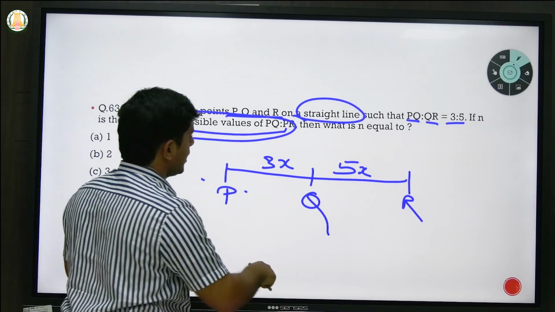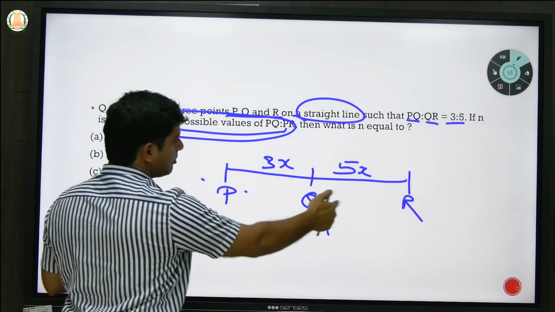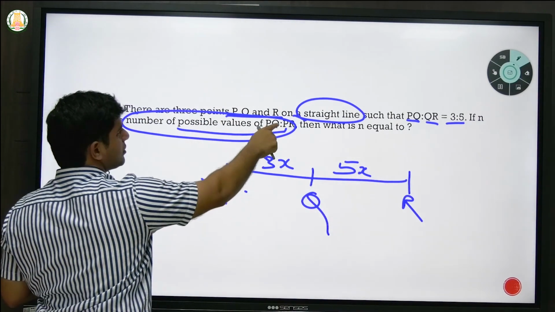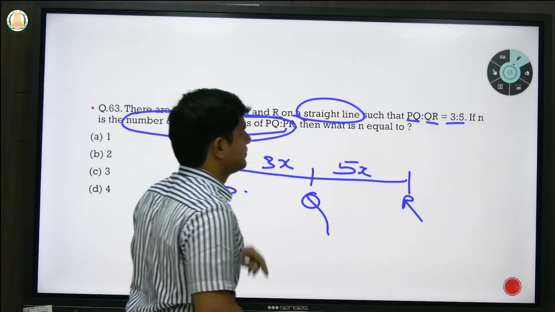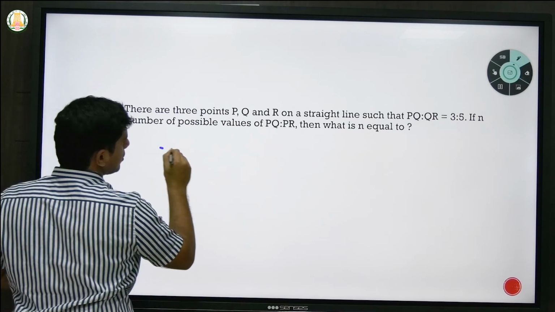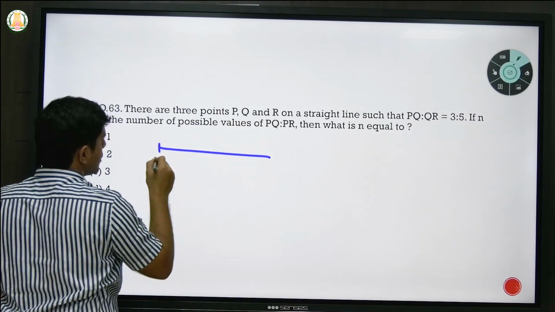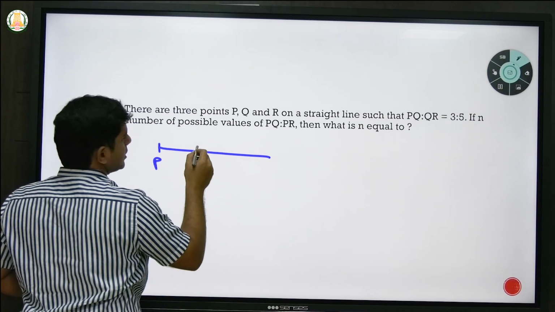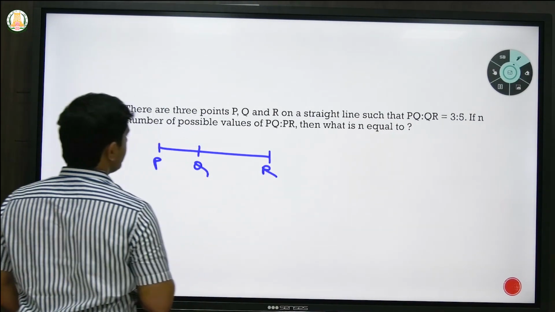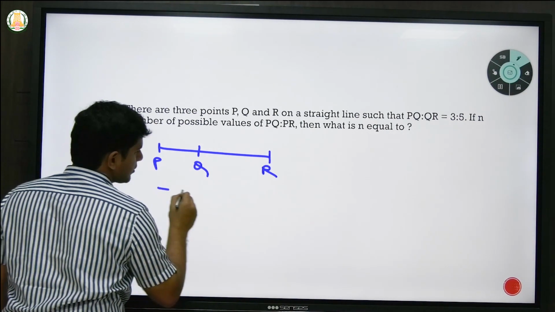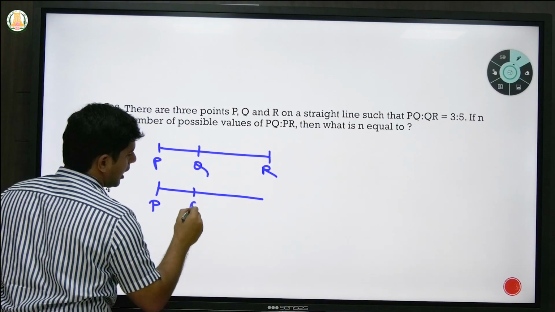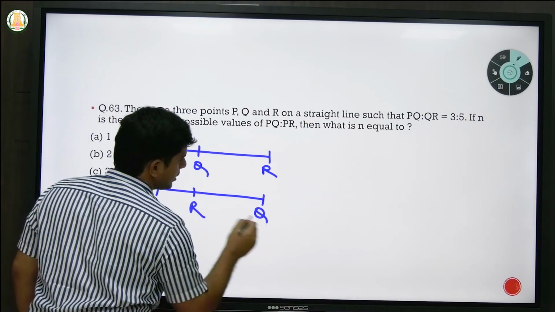So here we have to find out what are the different combinations of PQR on the straight line and then find possible values of PQ to PR. Okay, so let's do that. So the first combination possible is the obvious one, that is P is here, then Q is here and R is here. Okay, the second possible combination is P is here, R is here and Q is here.